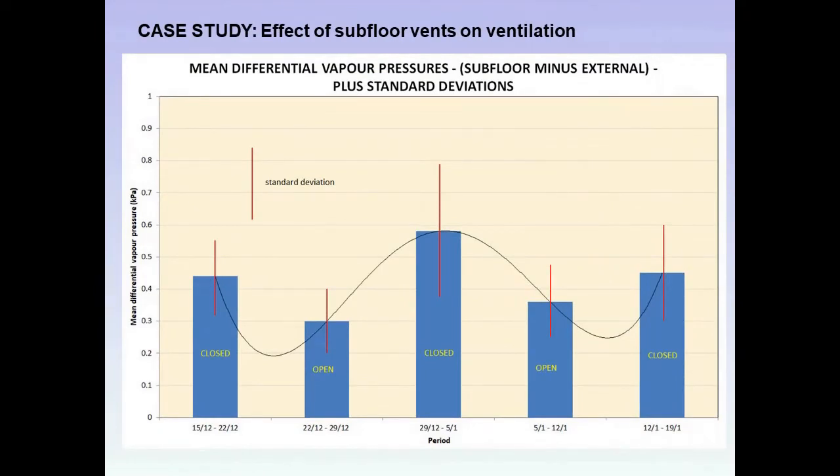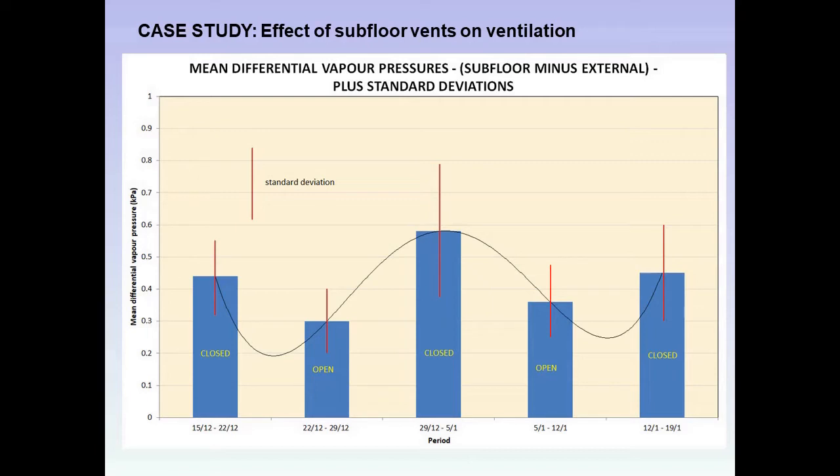Effect of subfloor vents on ventilation. It was said that subfloor vents were not effective. So we tried this by measuring things and opening and closing vents. Notice how the differential vapor pressure went up when the vents were closed. Open, it went down. Closed, it went up. Open, down. Closed, up. What was happening?